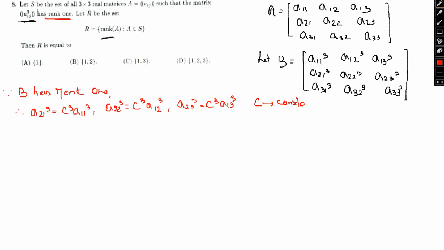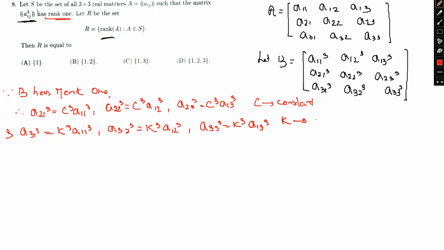C is nothing but a constant, and also we can again write A31 cube equal to K cube times A11 cube, A32 cube can be written as K cube times A12 cube, and A33 cube is nothing but K cube times A13 cube, where K is another constant. So these are just, since the rank is 1, we simply multiply the terms by certain constants.